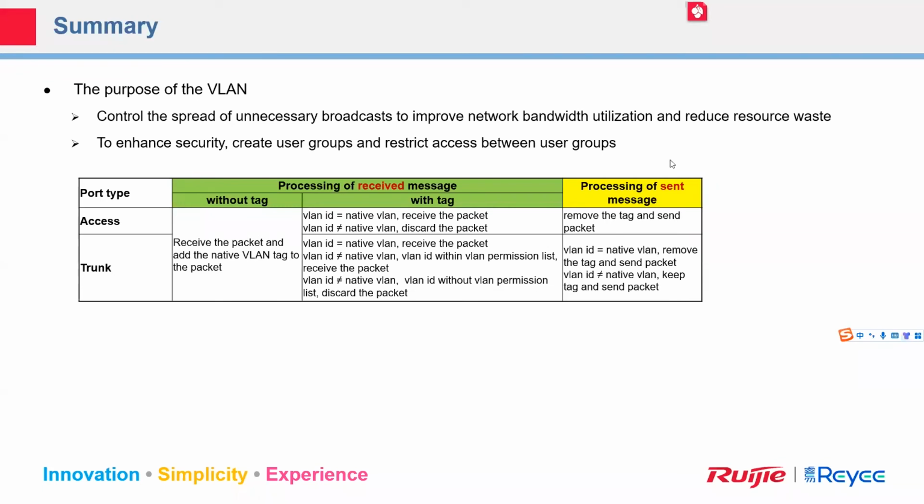So how about reserved VLAN? Yes, reserved VLAN is the VLAN 0 and the VLAN 4095. That's why we say the range is from 0 to 4095, but the available one is 1 to 4094. The reserved VLAN cannot be used.